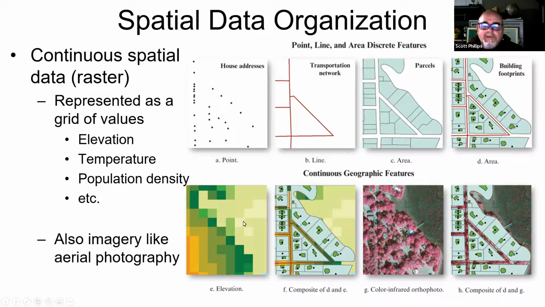So here we have a combination of data. We have elevation. So each one of these pixels has a different elevation value. And here we've taken our area, our parcels and our building footprints, and we can overlay them with our elevation values. Here's another example of raster data. This is a color infrared orthophoto. This is like a satellite picture that has multispectral imagery, and we can overlay the two together.